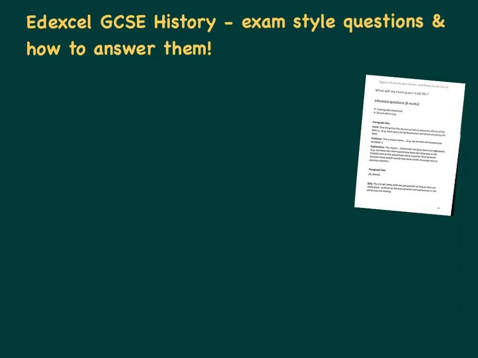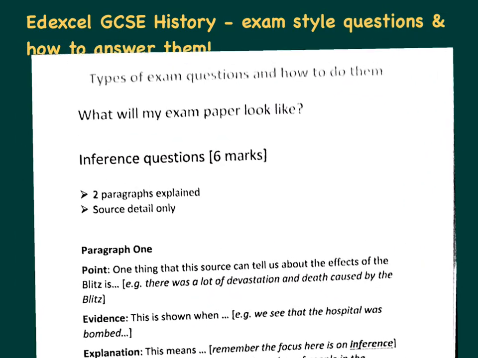Hello and welcome to a quick revision session reminding you, for Edexcel GCSE History June 2017, what exam style questions look like and how it is that you need to structure your answer to them. So we'll start with the first type of question you'll see on your paper, which is a 6-mark inference question.